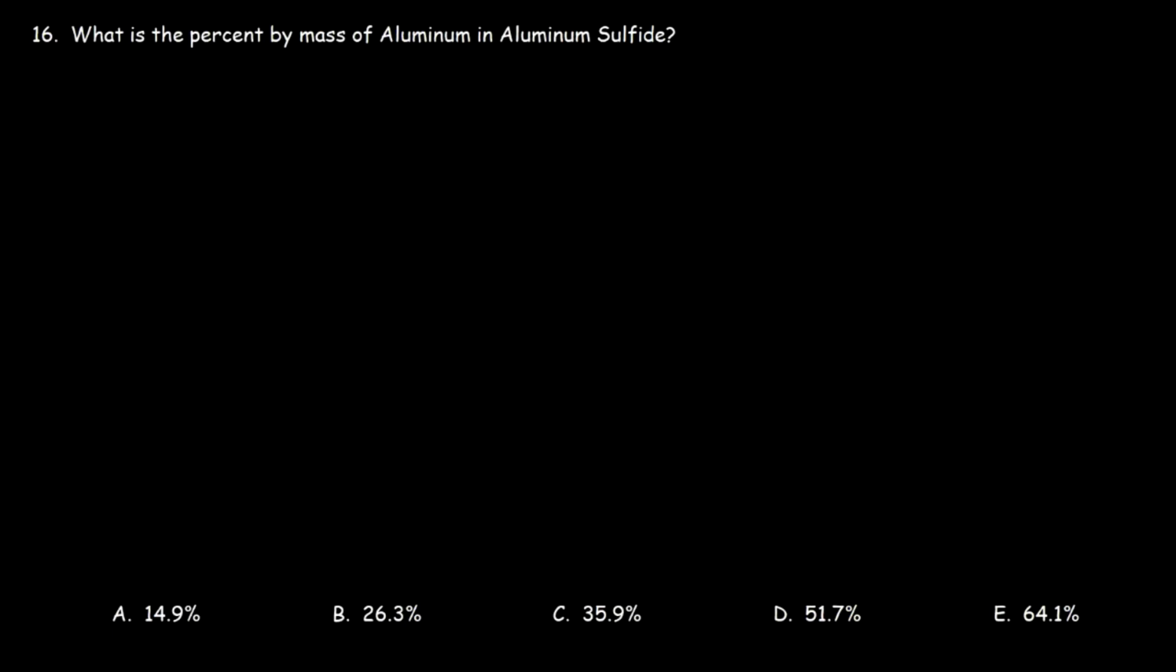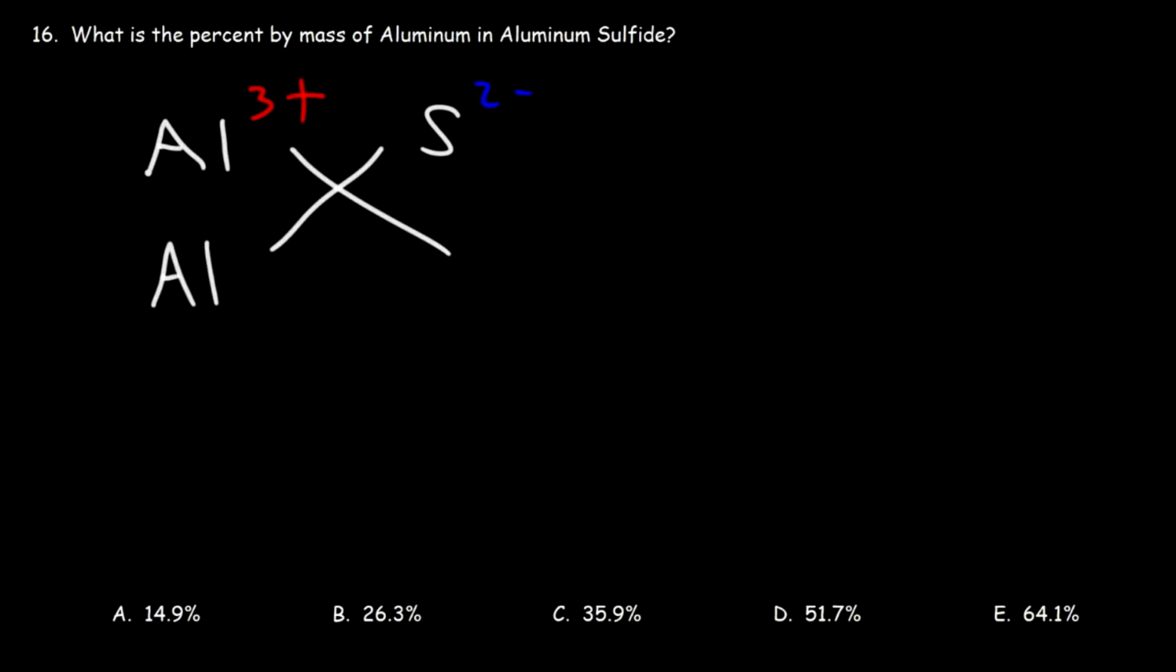What is the percent by mass of aluminum in aluminum sulfide? So before we can calculate the mass percent, we need to determine the correct formula of aluminum sulfide. So we have an ionic compound. Aluminum is a metal, sulfur is a nonmetal. Now, aluminum has a charge of 3+. Sulfur, as an ion, has a charge of 2-. And you could use this technique. You could switch the charges with subscripts, and you'll get the formula Al2S3.